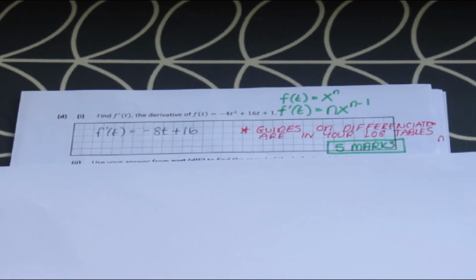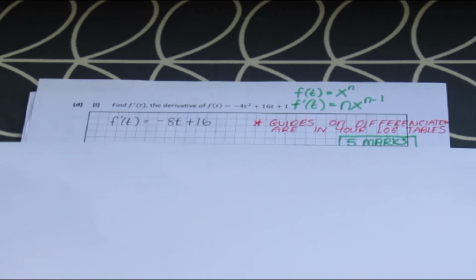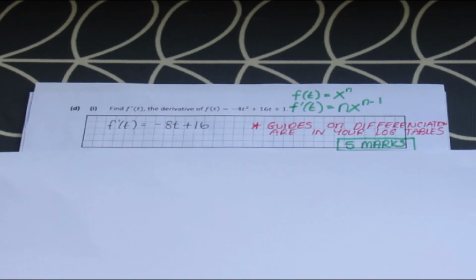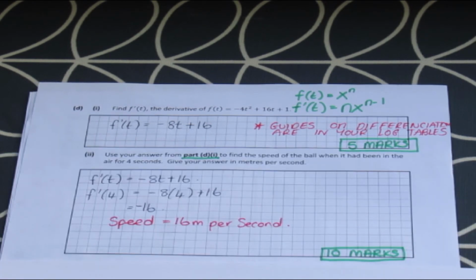That is a nice little 5-mark question. If you found this difficult, make sure and go back and do a little bit of revision on your differentiation rules. Moving on to D part 2, they're asking us to use our answer from part 1 to find the speed of the ball when it has been in the air for 4 seconds. Give your answer in meters per second.